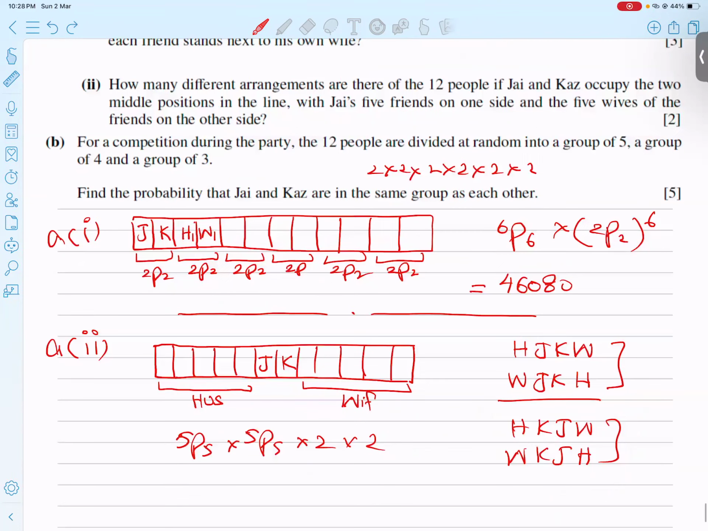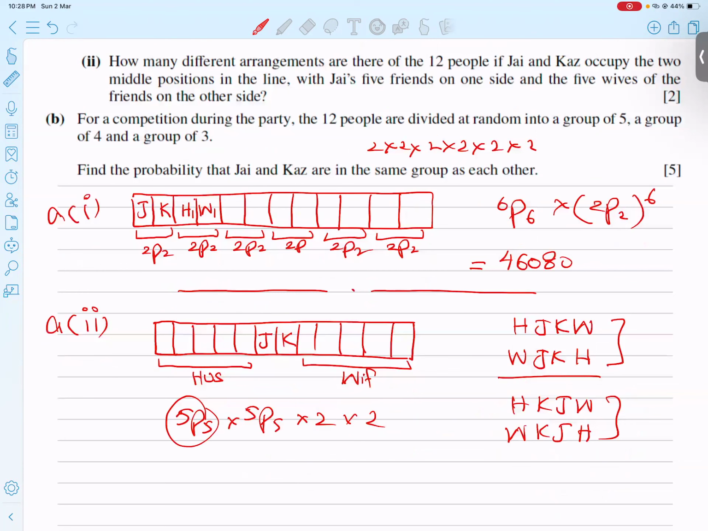And 5, this we can write in factorial format as well. So no problem at all. And 4. And finally, the answer turns out to be 57600. So I believe the point is very, very clear. And let's go for part B.